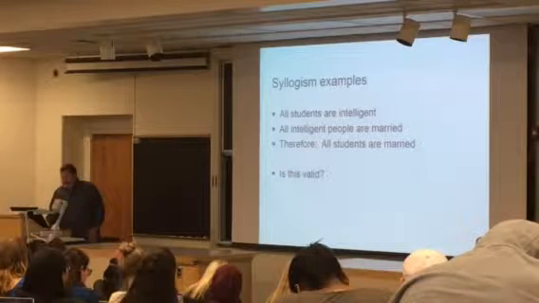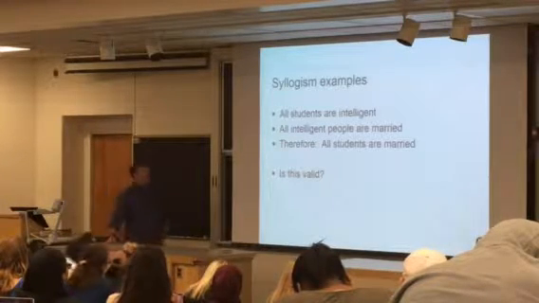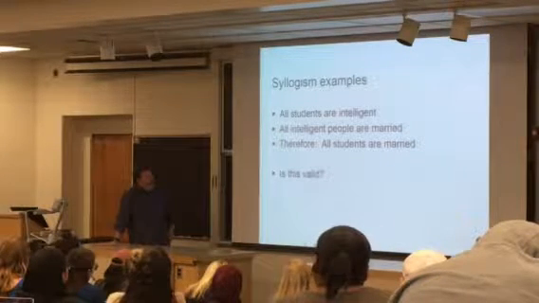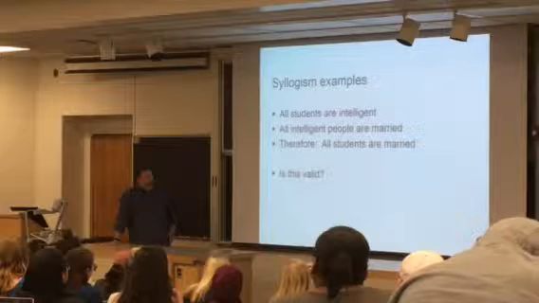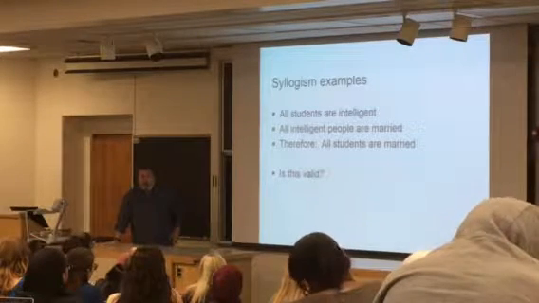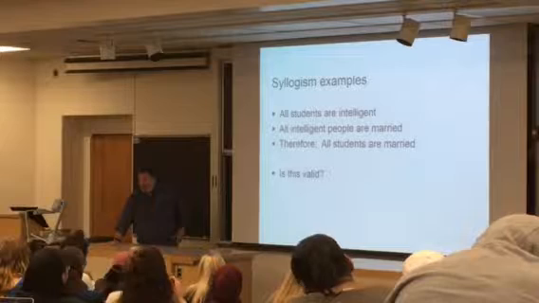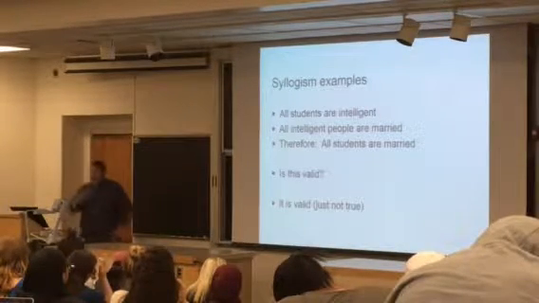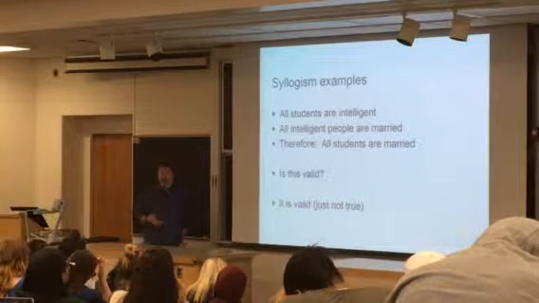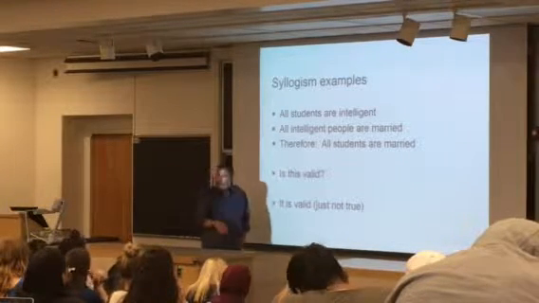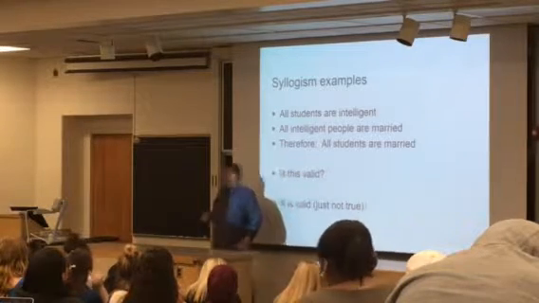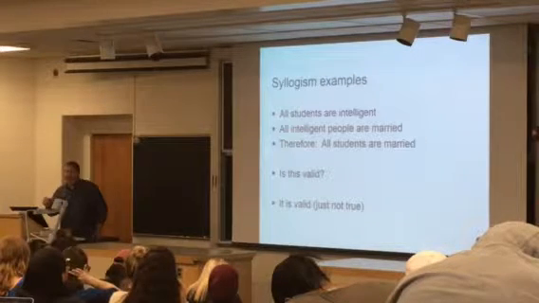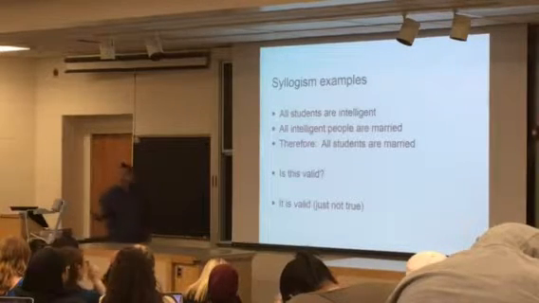So let's try it. So here's a syllogism. All students are intelligent. All intelligent people are married. Therefore, all students are married. Is that a valid argument? Well, it is. It's just not true. It's Aristotle's perfect syllogism. All A are B, all B are C, therefore all C are A. The logic works. The conclusion's not true.